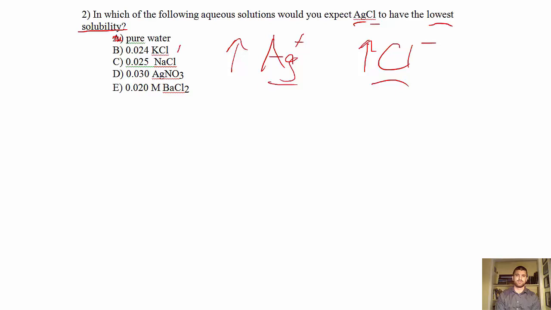Did I leave off units? That should be molar, 0.024 molar KCl. So you get 0.024 Cl⁻. 0.025 NaCl, so you get 0.025 Cl⁻. 0.03 AgNO3, so you get 0.03 Ag⁺, or 0.02 BaCl2, which means you get 0.04 Cl⁻. All right, well, that's going to affect it the most. It's going to decrease the solubility the most because there's the most common ions in choice E. So choice E would have the lowest solubility for AgCl.